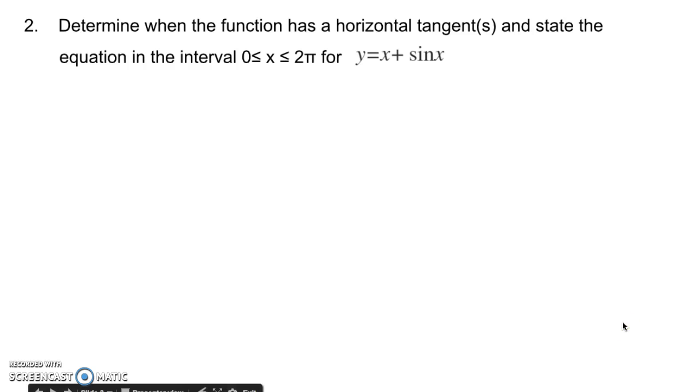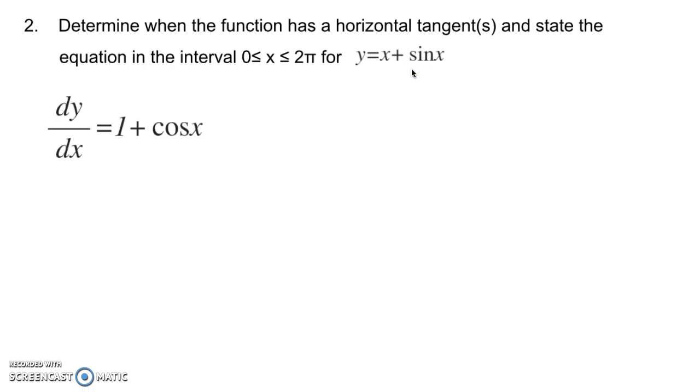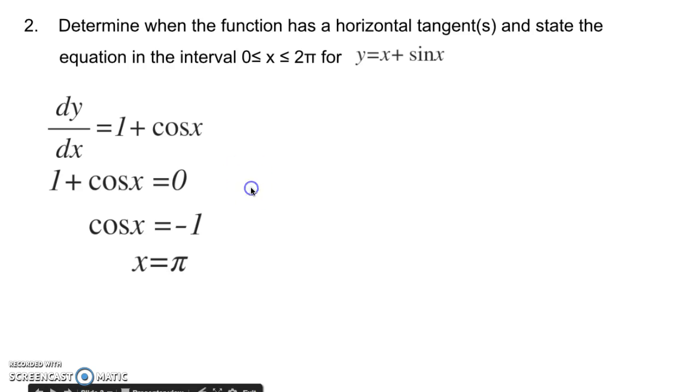The next example is determining where the function y equals x plus sine x has any horizontal tangents. Again, we start with taking the derivative of the function, so dy over dx equals 1 plus cosine x. Since it's horizontal tangents, we set our derivative equal to 0, then we solve for x by subtracting 1 and finding the x value at which cosine equals negative 1. So in this case, x equals pi.